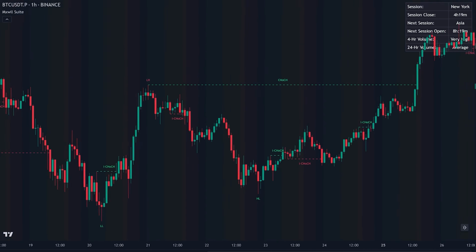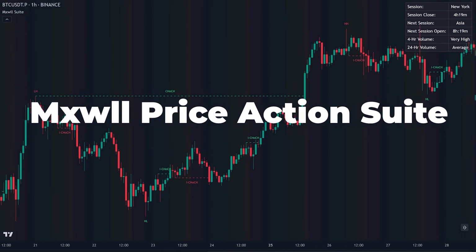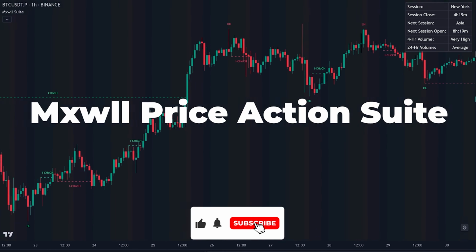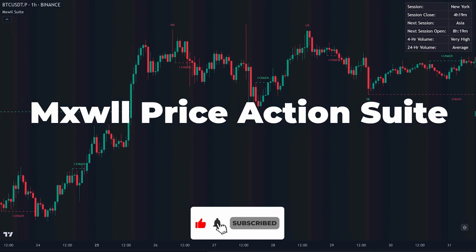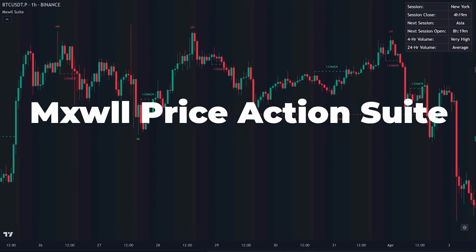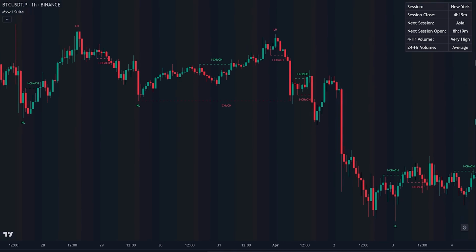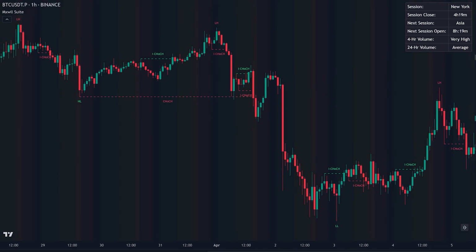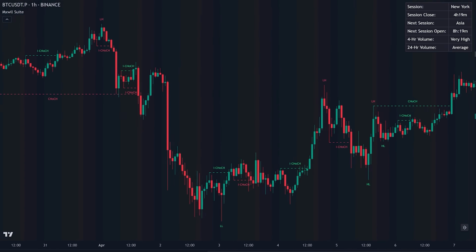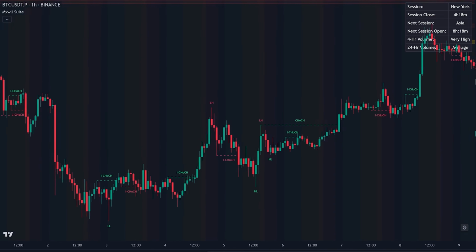Welcome, traders! Today, we're diving into the Mxwl Price Action Suite. This essential indicator is designed to enhance your trading performance by providing support and resistance levels, dynamic market structure analysis, and trend identification. Whether you're a beginner or an experienced trader, this guide will help you refine your strategies and manage trades more profitably. We'll explore each feature of the Mxwl Price Action Suite, show you how to set it up, and demonstrate how to use it in real trading scenarios. Let's get started on this exciting journey.